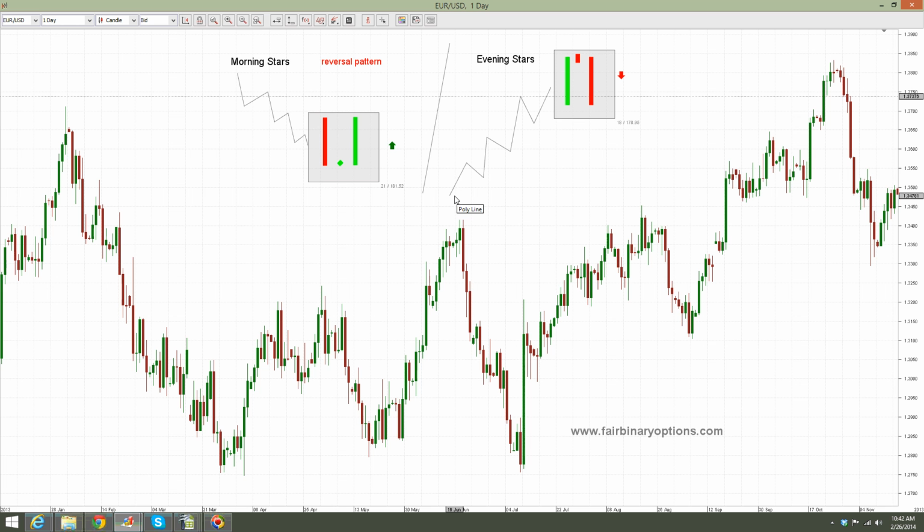The evening star appears after a trend to the upside. It is the same pattern reversed, and you should look into buying put options. Now, whenever you try to buy call options or put options after such a pattern, you are not looking to buy them exactly at the moment the pattern ends, because you risk ending up buying the top or the bottom.